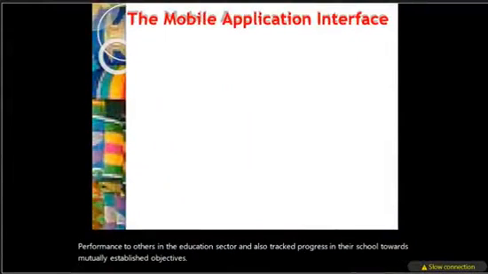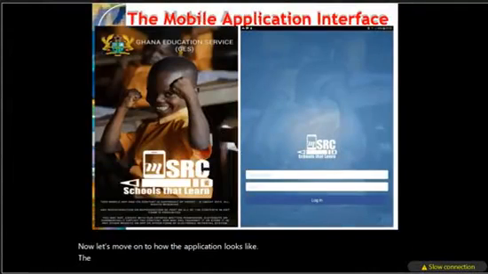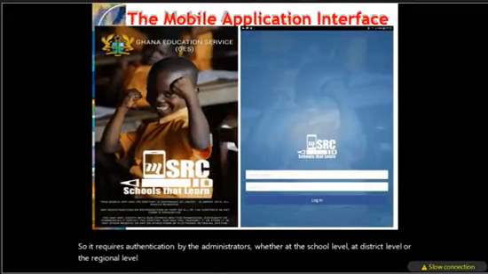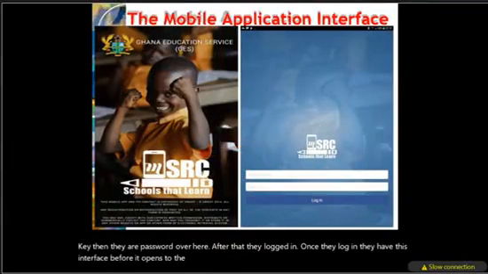Now let's move on to how the application looks. The mobile application interface looks like this. It requires authentication by the administrators, whether at the school level, district level, or regional level, to input their phone numbers or their key, then their password over here. After that, they log in. Once they log in, they have this interface before it opens to the main menu.